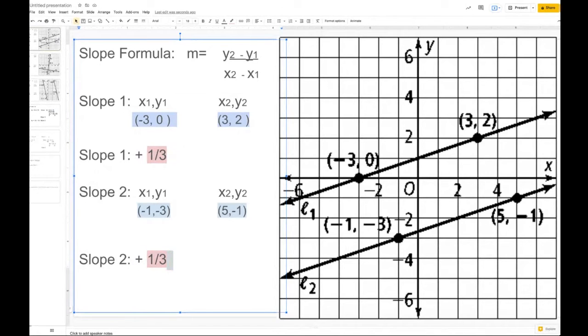This is how you answer the questions in the assignment. It's going to ask you, are they parallel? It's going to ask you if it's perpendicular. It's going to ask you if it's neither. What do you think the answer is for this one?